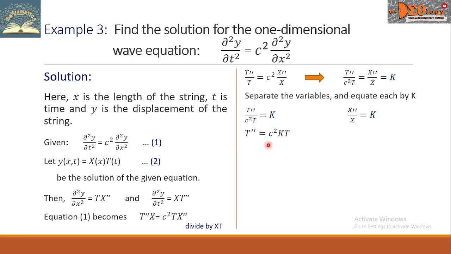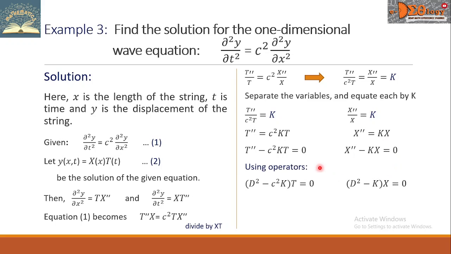We transpose this term to the left side, so it becomes like this. Same idea we will do to the other fraction. This capital X we will cross multiply to the k, and we let the right side be equal to 0. We transpose the kx to the left, and it becomes like this.